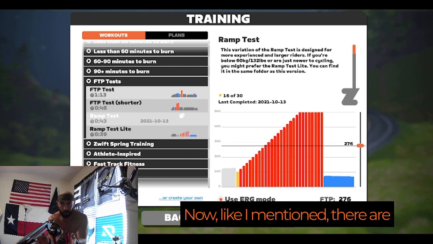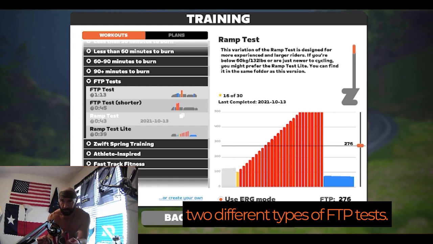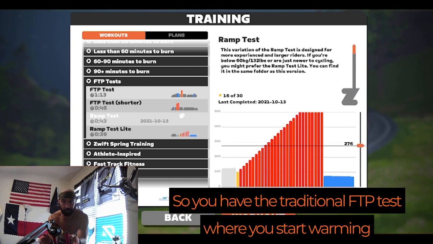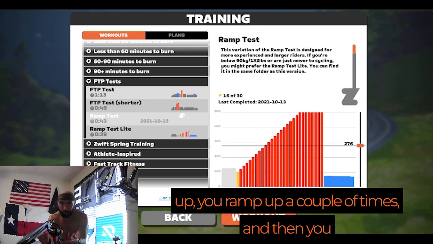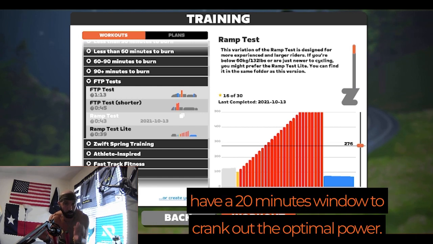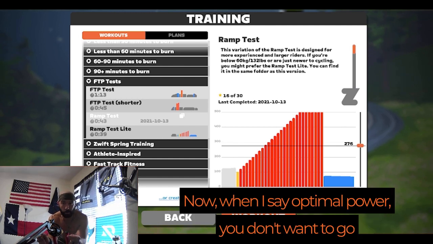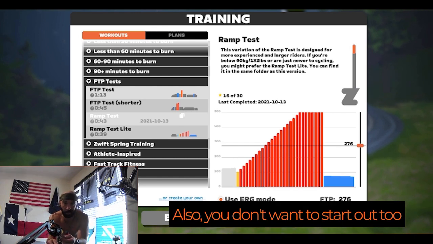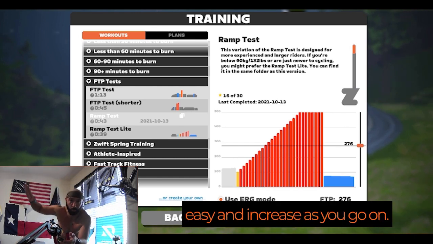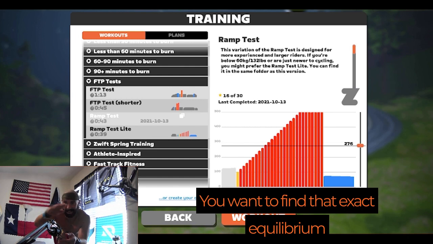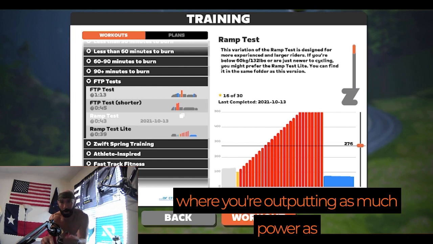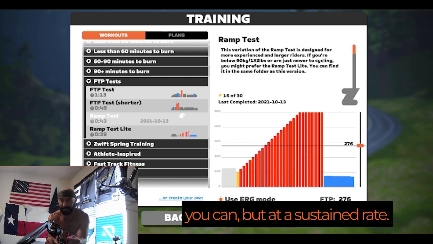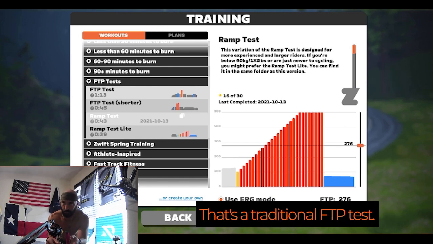Now, like I mentioned, there are two different types of FTP tests. So you have the traditional FTP test where you start warming up, you ramp up a couple times, and then you have a 20-minute window to crank out the optimal power. Now, when I say optimal power, you don't want to go as hard as you can in the beginning and fizzle out. Also, you don't want to start out too easy and increase as you go on. You want to find that exact equilibrium where you're outputting as much power as you can, but at a sustained rate. That's a traditional FTP test.